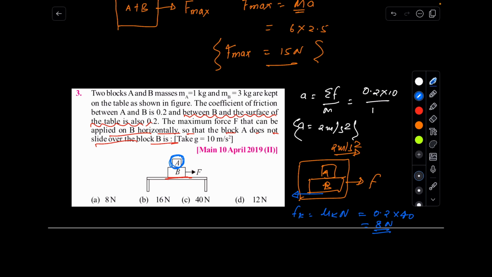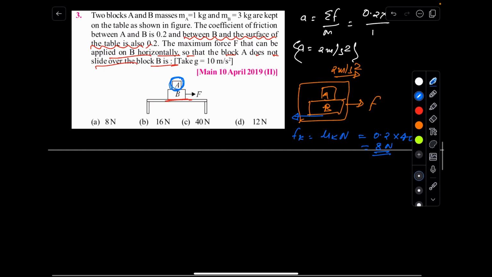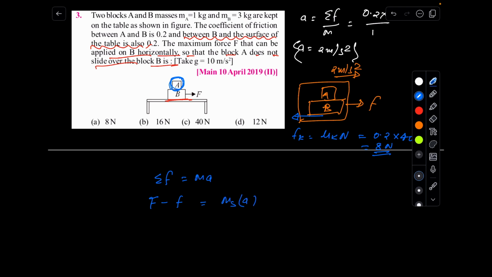Okay, so if we have taken this FBD, we will say that the total force equals mass into acceleration. So F minus this friction equals mass of system multiplied by acceleration. So F minus 8 equals mass of system, which is 4, multiplied by acceleration, which is 2. So this applied force comes out to be 16 Newton. It means till the point we apply 16 Newton they will move together.